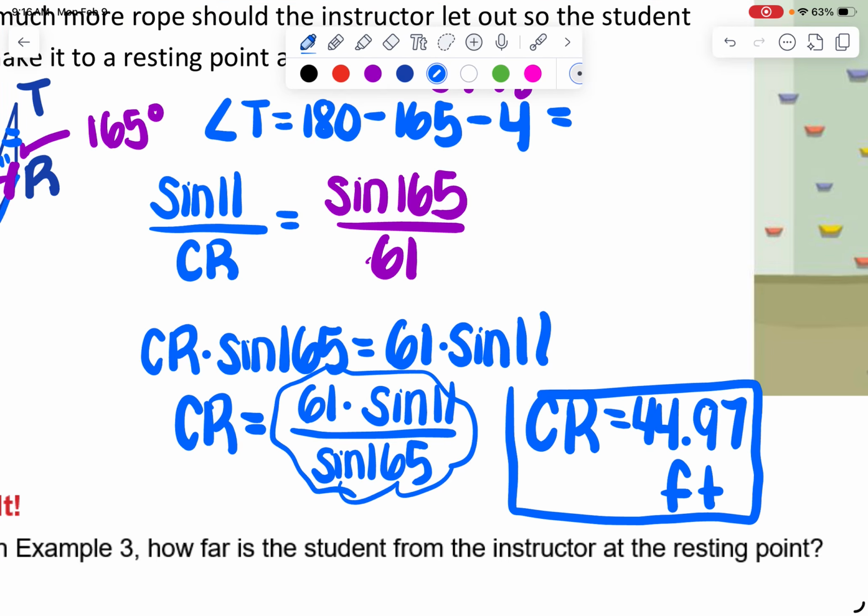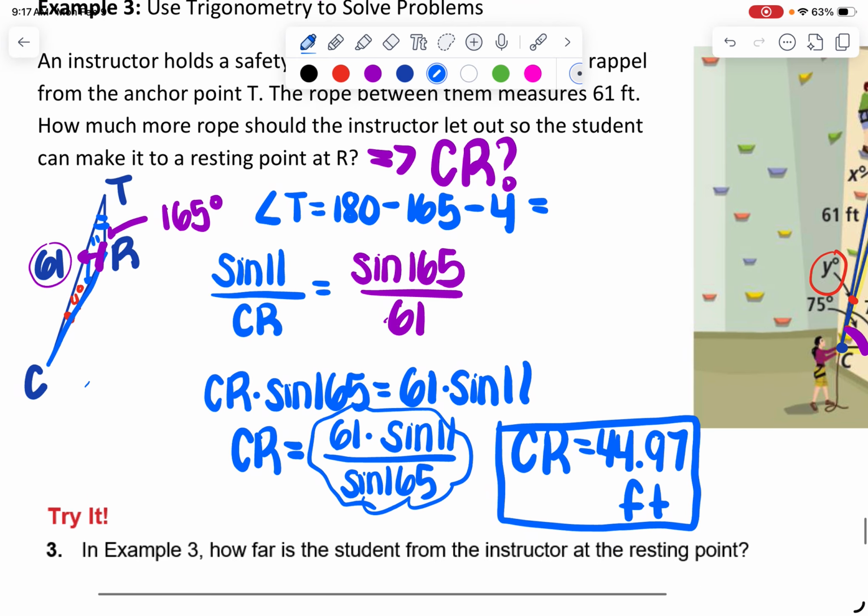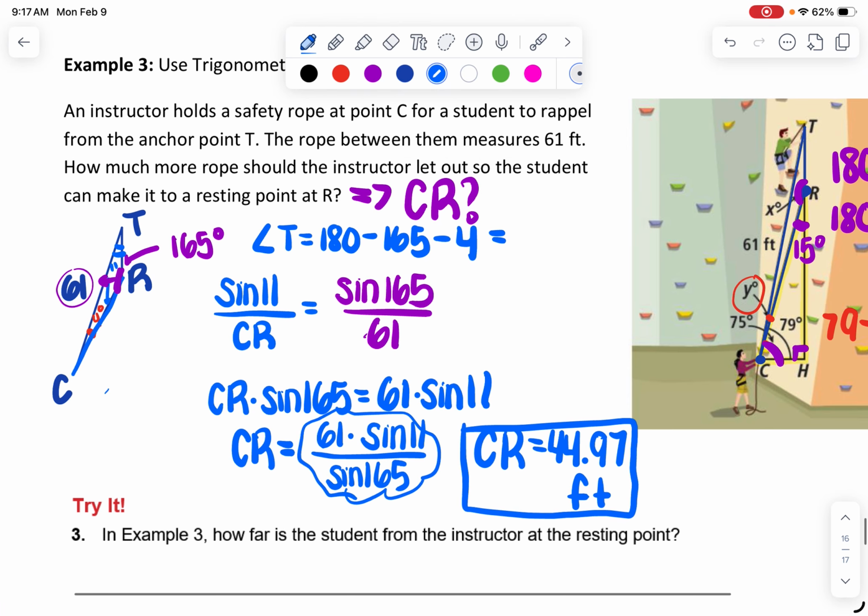Okay, and so we have that. So that one's a little trickier. What I would always do is draw your triangle to the side. Okay, that's the main thing.